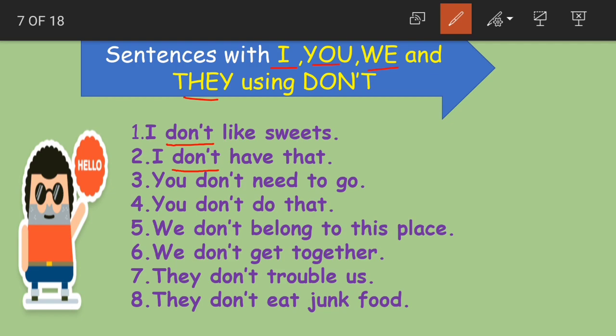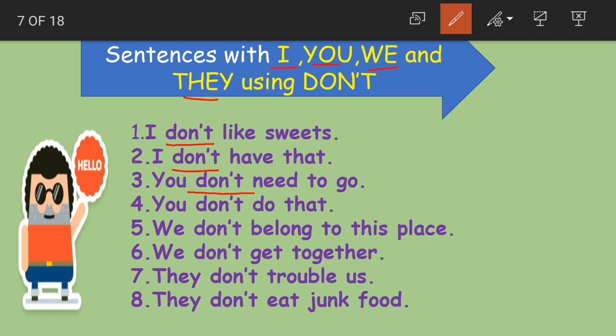You don't need to go. You don't need to go. So suppose you want to go somewhere, then your mother or your father are asking you not to go there. I mean, there is no need to go there. Okay, so then how do they say? You don't need to go. There is no need for you to go. That sentence you can put like this. Okay, you don't need to go.